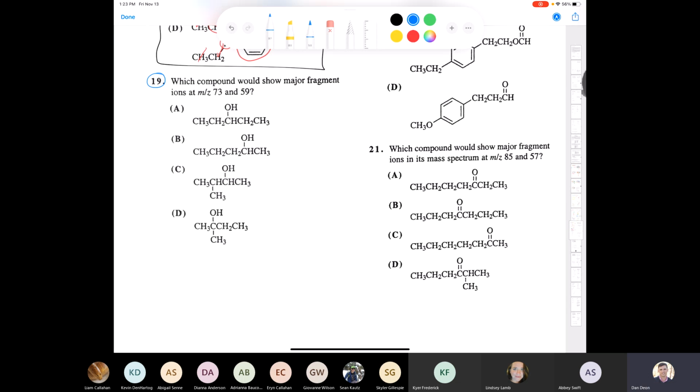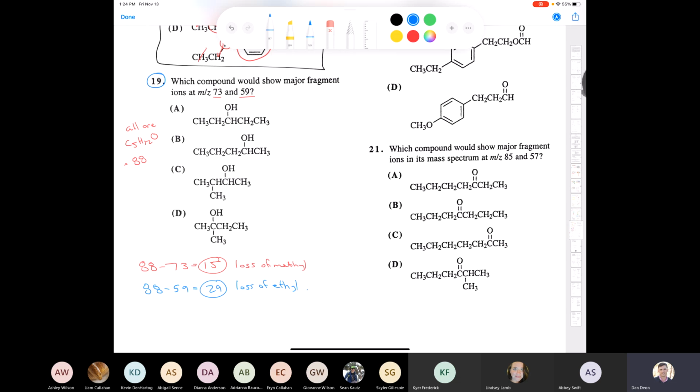All right. Well, if you have some scratch paper, the first thing you'll notice is that all of these compounds have the same molecular formula. All are C5H12O. That means that they all have a mass of 88. That's going to be the molecular ion. So if I have ions at 73 and 59, if I take 88 minus 73, that gives me 15. That means I'm going to have lost a methyl. If I take 88 and I subtract 59, that equals 29. And that's going to come from the loss of an ethyl.